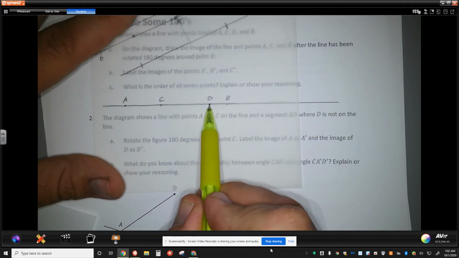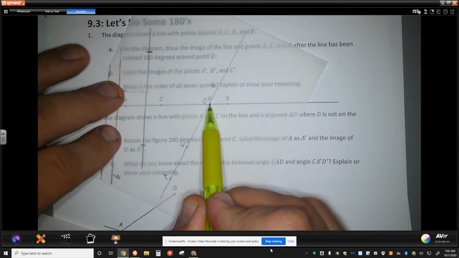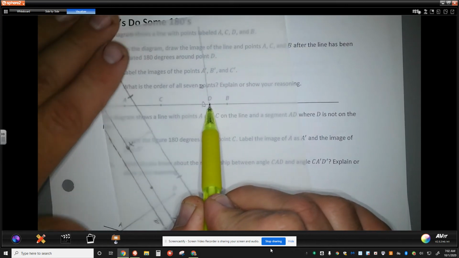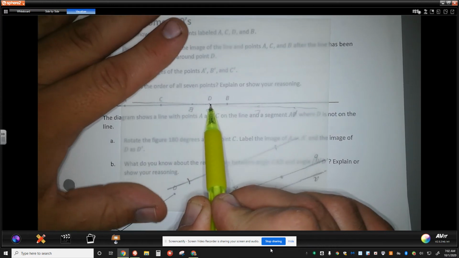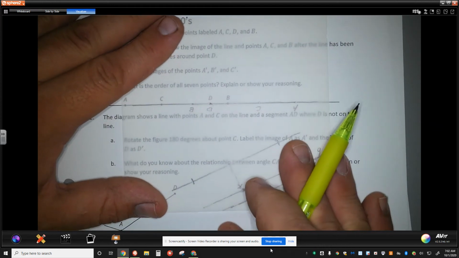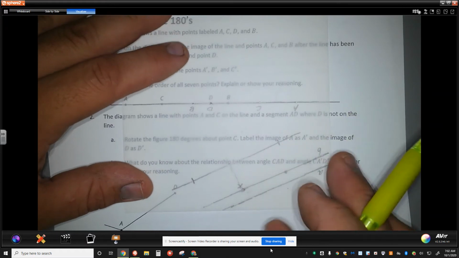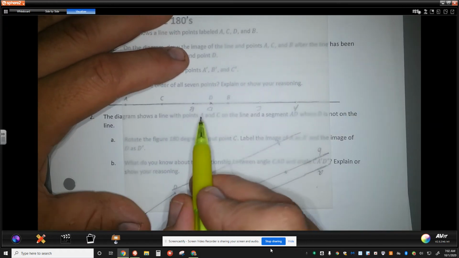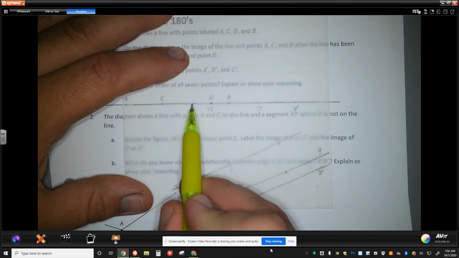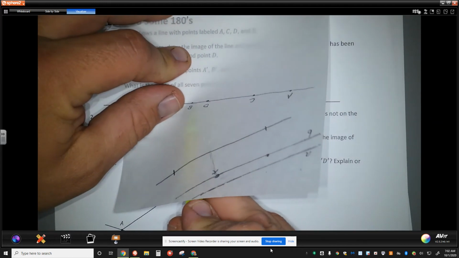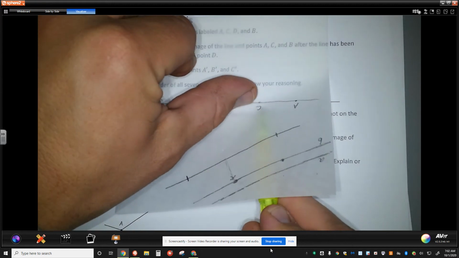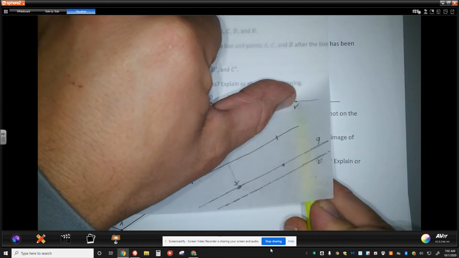180 degree rotation. Remember, it rotates. We know that since the point is on the line, we're going to end up overlapping on the line. And I hope you notice a relationship as we look at these. Let's go ahead and mark. We're going to do point B, point C, and point A.